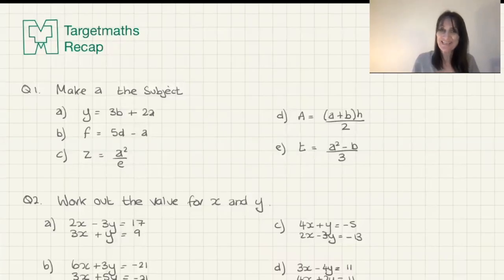Hi, welcome to session 6. We're going to be looking at the gradient and intercept and how it helps us interpret real life graphs. So graphs that have some real context to them.